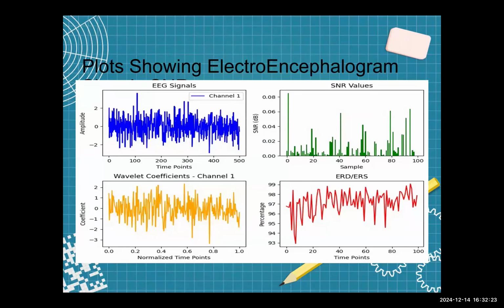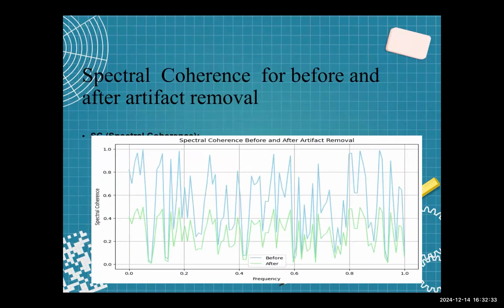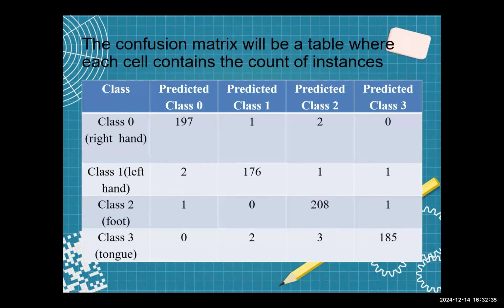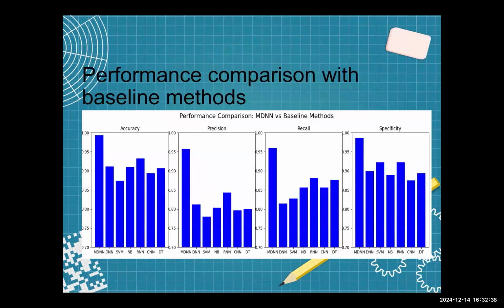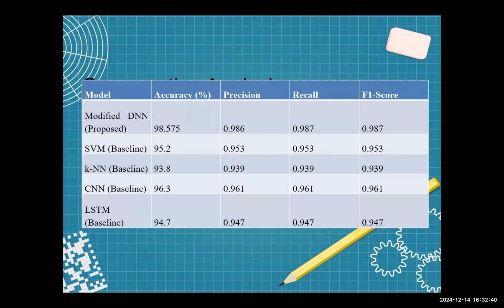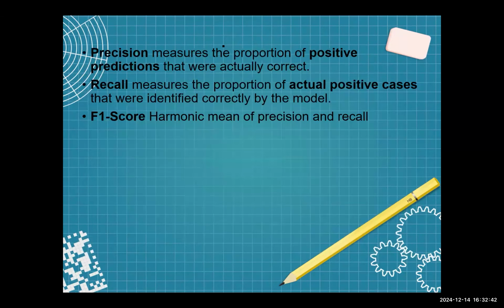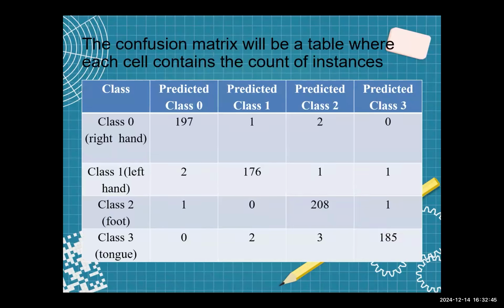So these are the EEG signals captured from a brain. These are the results we got. There are 4 classes. Why? Because we use motor imagery. There are 4 classes: class 0, class 1, class 2, class 3.